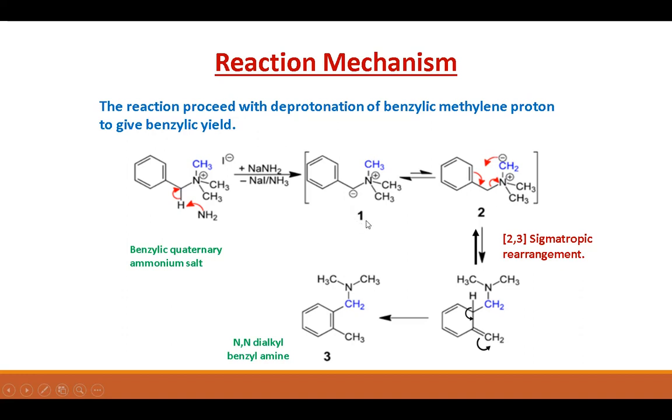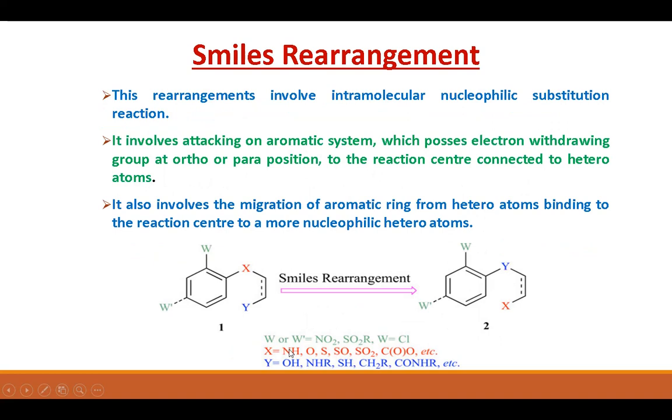The first ylide formed is in equilibrium with the second ylide, which is denoted by number 2. The second ylide is formed by deprotonation of one of the ammonium methyl groups of the first ylide. Then the second ylide undergoes a 2,3 sigmatropic rearrangement and subsequent aromatization to form the final product, that is, N,N-dialkylbenzylamine. Last rearrangement is Smiles rearrangement.